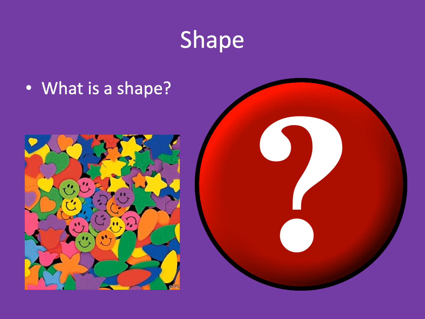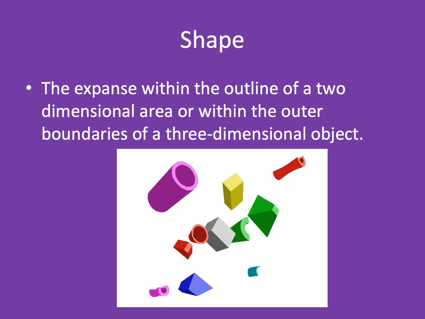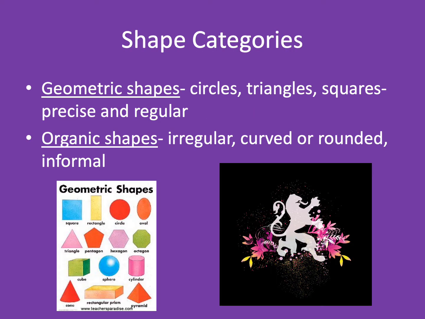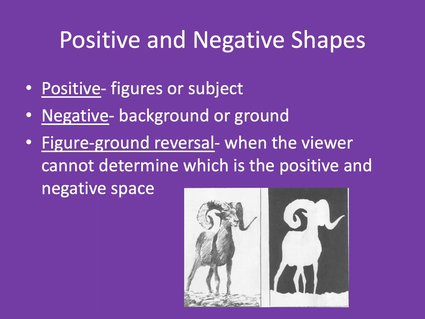You all know what shapes are. You've probably had to learn about them since you were in grade school. There are two main categories, geometric and organic, and you can see the examples here of what those are. We can also talk about them in terms of composition, the shapes being positive or negative. The positive shapes would be the figures or subjects that stand out, where the negative would be the background.